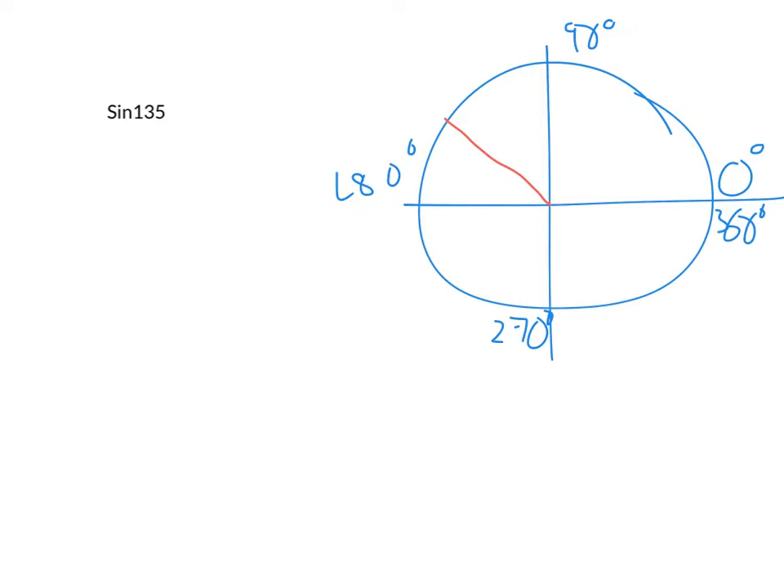So again, the first thing we're going to do is look at what the sign of our answer is going to be, or I should say, will it be positive or negative? So again, it's all students trust calculators. Because it's in this quadrant here and it's sine, we know it's going to be positive. If it was cos or tan in this quadrant, it would be negative. Again, all of them are positive here. Only sine is positive here. Tan is positive here, and cos is positive here.